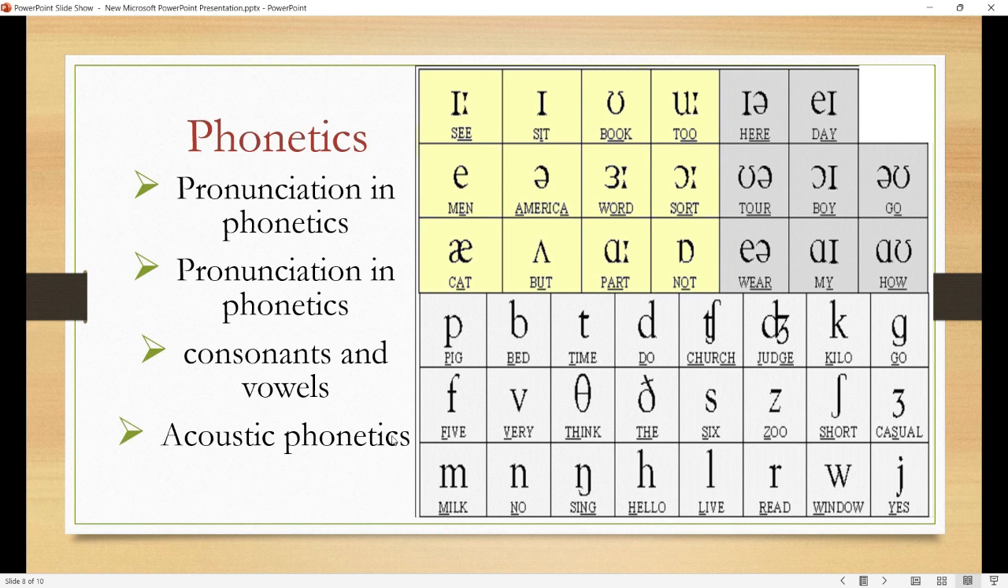Nasal sounds, produced when the air passes through the nasal cavity instead of out through the mouth, such as M, N.